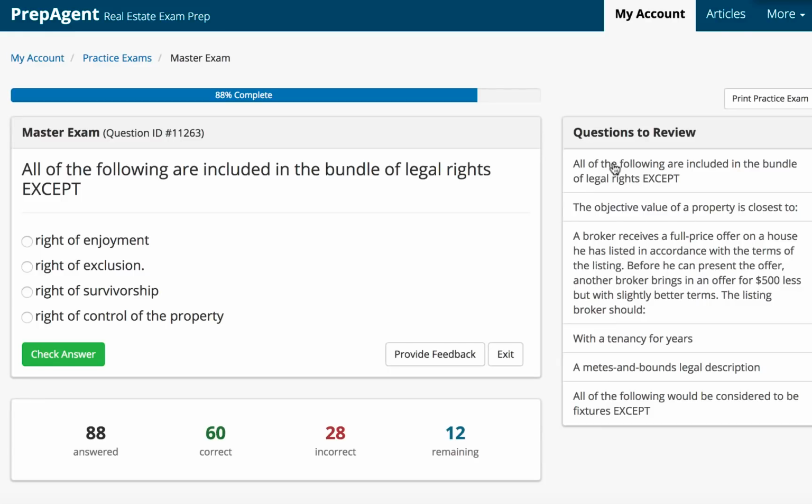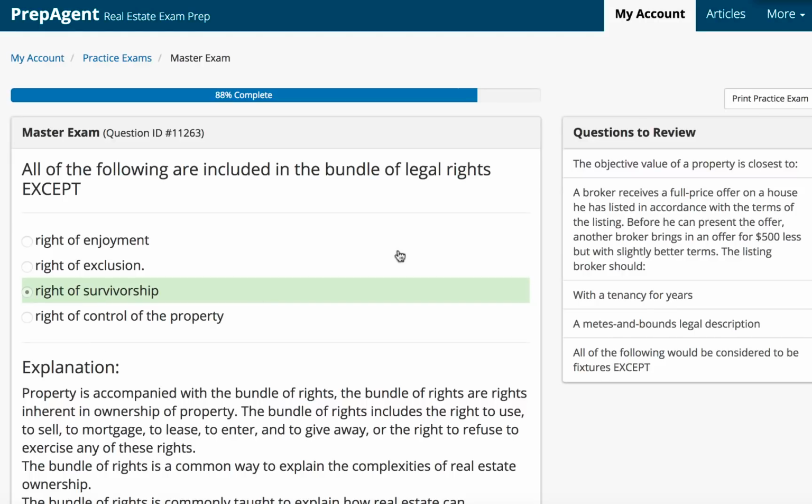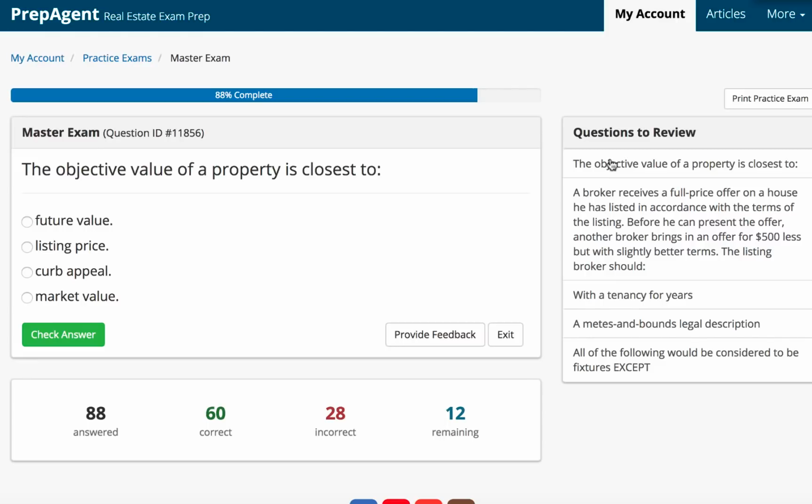All of the following are included in the bundle of legal rights except, and that was, what was that? This is right of survivorship. Yep, it's survivorship. The objective value of a property is closest to market value.